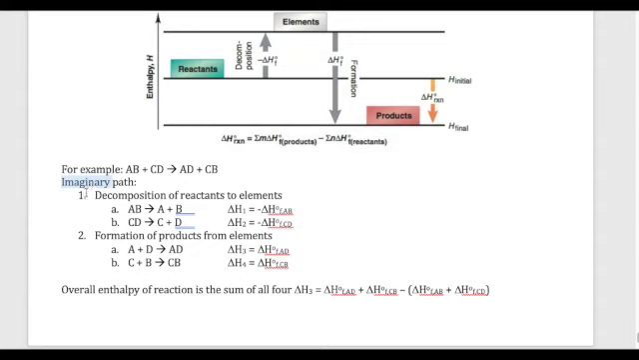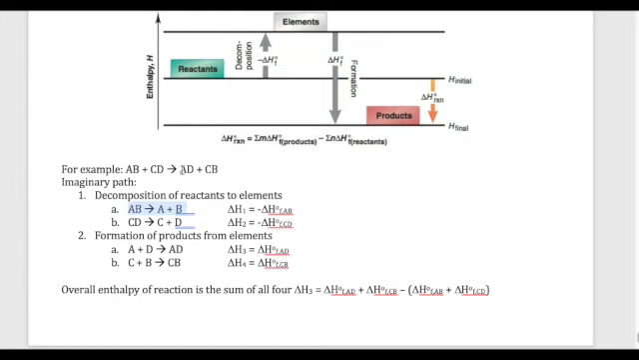So here, what I'm doing is I'm taking this ABCD and I just imagine that, in order for me to make AD and CB, I'm going to first have to break AB into A and B. And I have to break CD into C and D. But when I write the reaction like this, all I'm doing is reversing a formation reaction. I'm taking a compound, breaking it into its elements. So the enthalpy change is going to be the negative of the formation enthalpy of AB. Similarly for CD, it's going to be the negative of the formation enthalpy of CD.